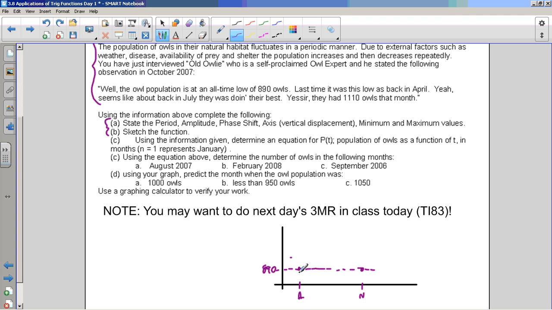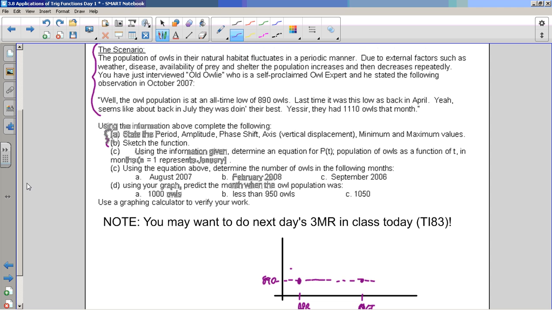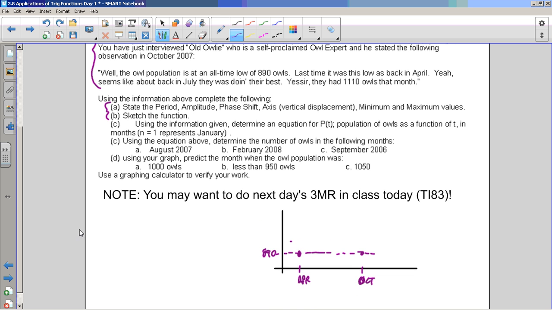That gives us the period, right? We'll have to figure out the period. And now would be October. So that's October, and this is April, at an all-time low. Back in July they were doing their best, and that was 1,110 owls. That's the maximum, and that was in July, probably halfway between the two lows. It says n equals 1 represents January, so April is the 4th month, July is the 7th month, and October is the 10th month. This is a very familiar sort of numbering of months.